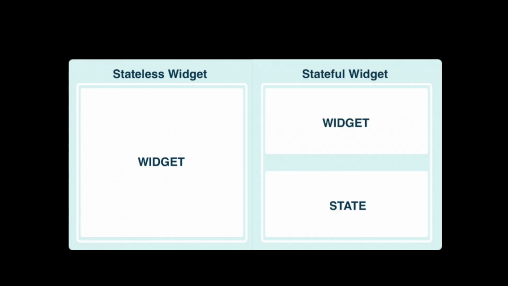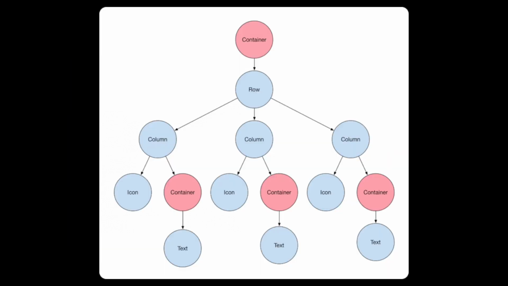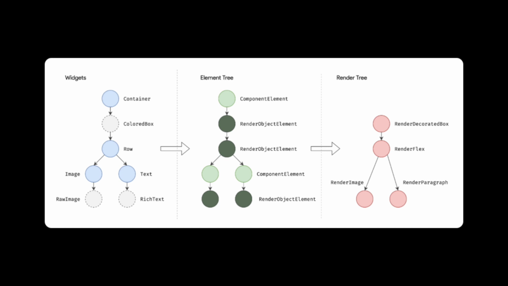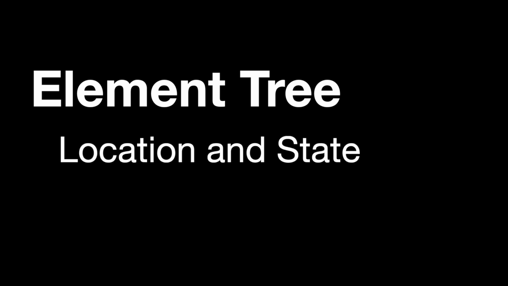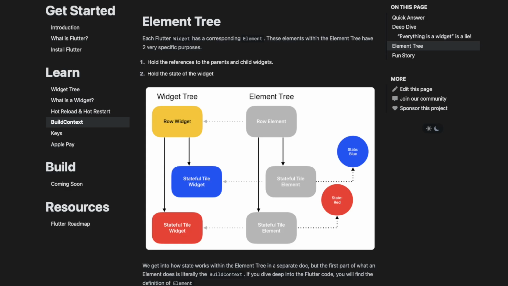To understand what's really going on under the hood of stateless widget and stateful widget, we have to go back to the widget tree. A widget tree is a tree of widgets that defines a blueprint for how your application should look and behave. The element tree and the render tree are using that blueprint to actually implement those looks and behaviors. The difference between stateless widget and stateful widget can be found in the element tree. The element tree is in charge of the location and state of the widget. You can read more about that in the build context doc.